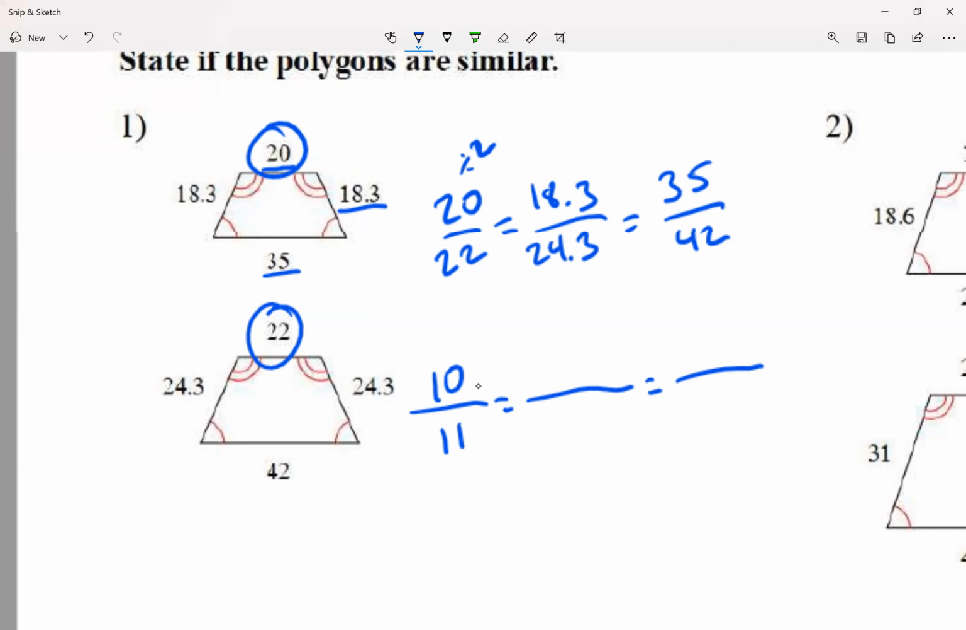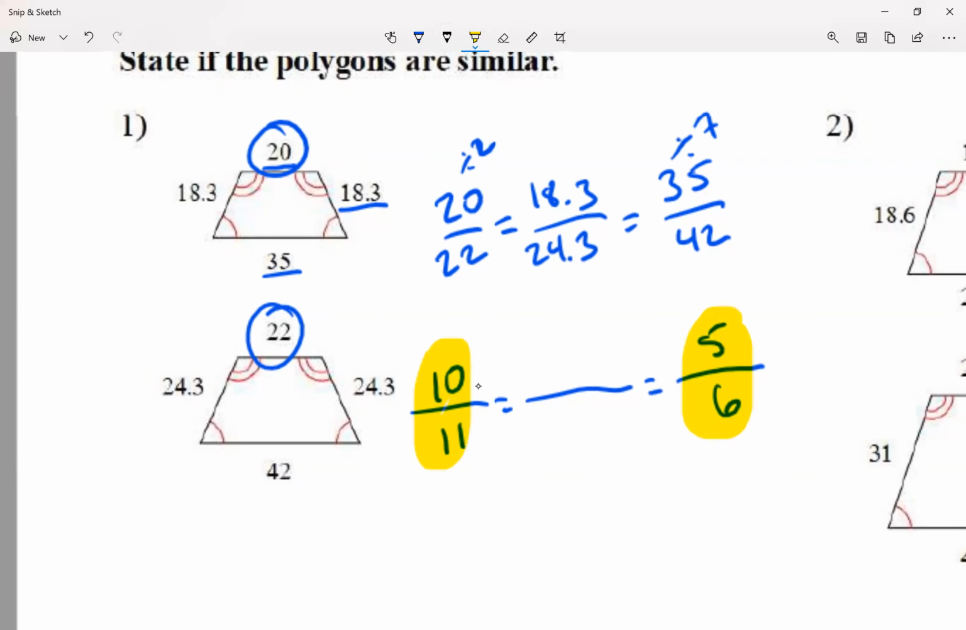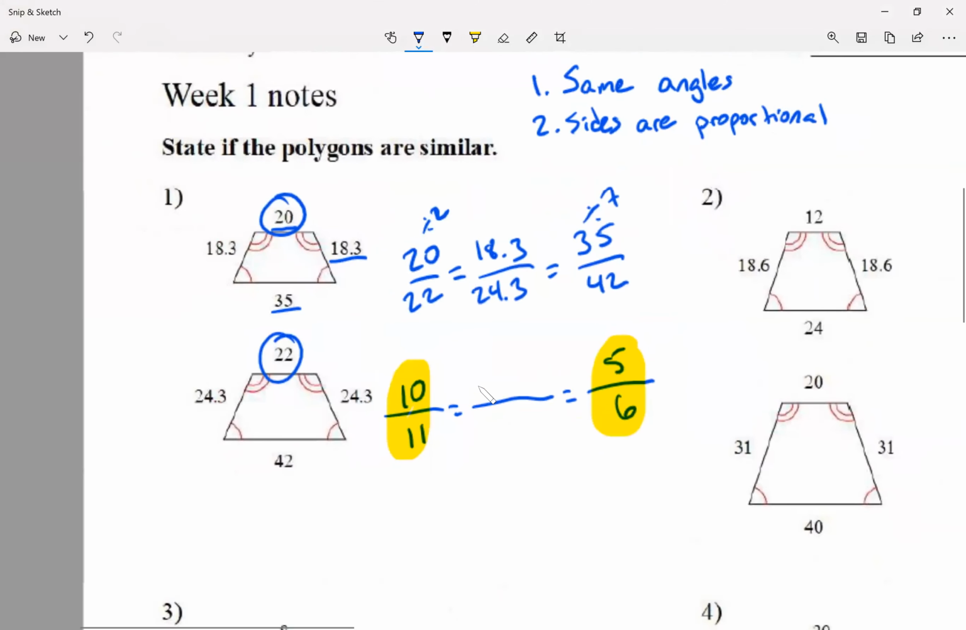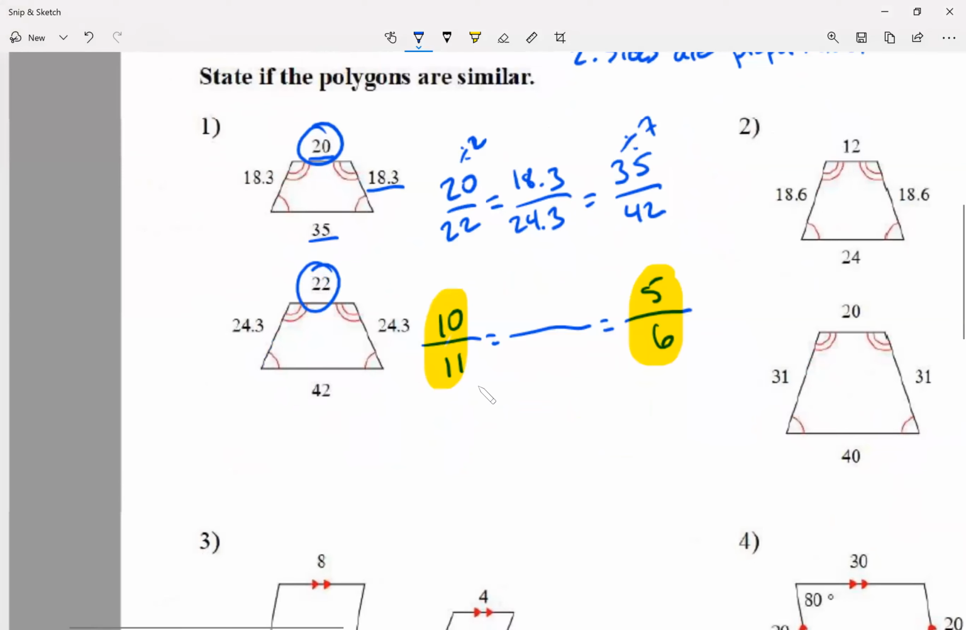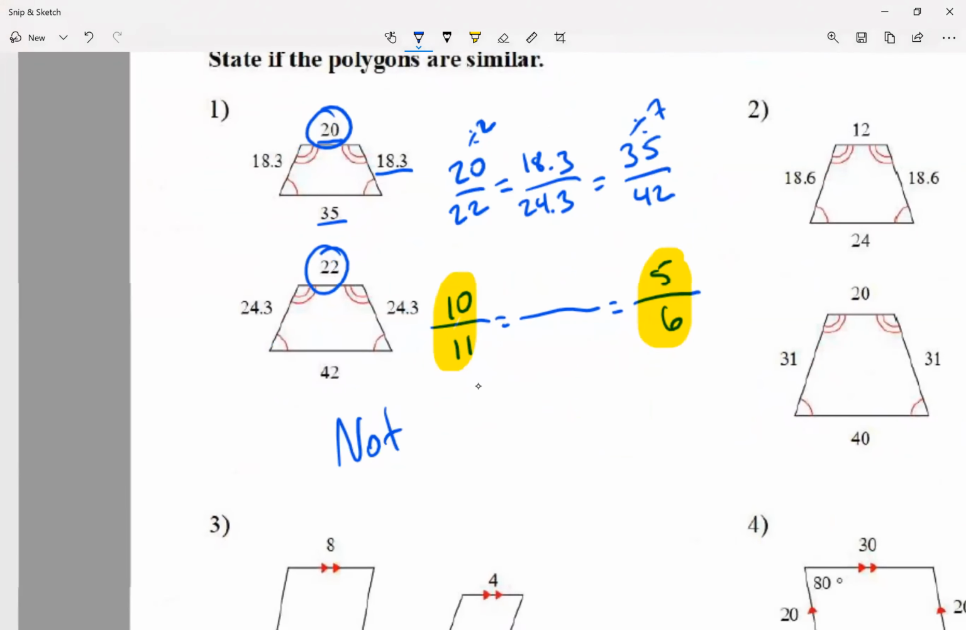Let me take a look at my last fraction, 35 over 42. I figure I can divide each by 7. 35 divided by 7 is 5. 42 divided by 7 is 6. Nothing else I can do. I'm going to take a look at my first and last fraction for right now. Earlier, I said, in order for my size to be proportional, all of my fractions will simplify to the same thing. I noticed that two fractions do not. So I don't really care about the one in the middle anymore. I didn't meet the two criteria. Remember, the two criteria I had to meet were same angles, and sides had to be proportional. I was not able to meet the second criteria. Therefore, I'm going to say these are not similar.